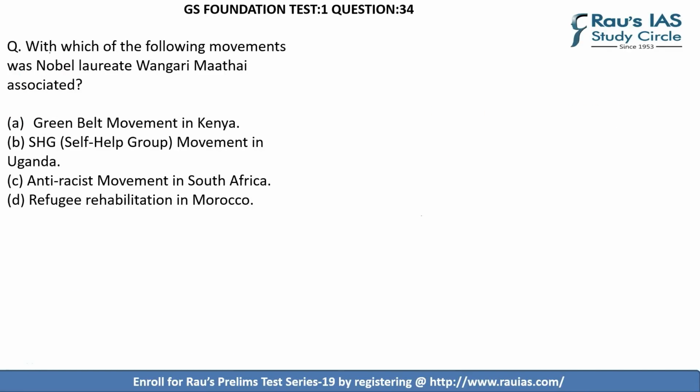Question number 34 reads: with which of the following movements was Nobel laureate Wangari Maathai associated? Now, before moving to the question, let us understand something about this personality. Wangari Maathai was an internationally renowned Kenyan environmental political activist along with being a Nobel laureate. So, we must remember her profession in order to identify our answer.